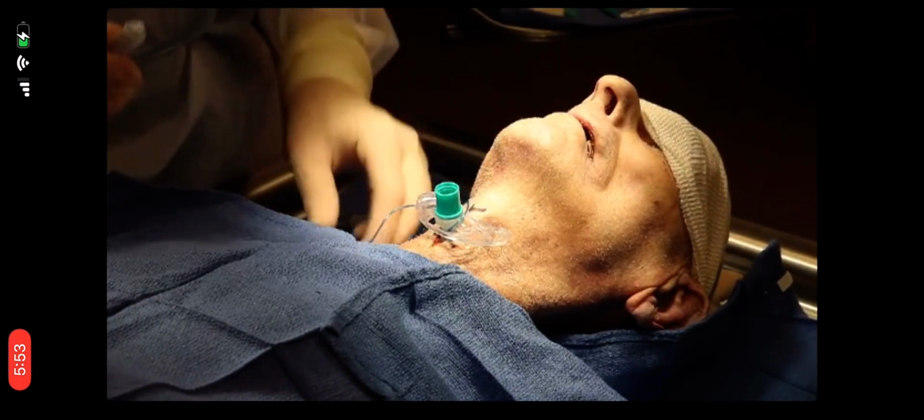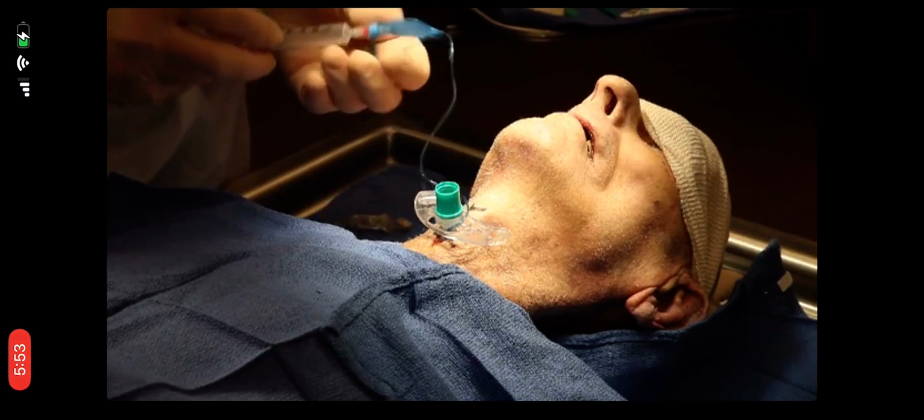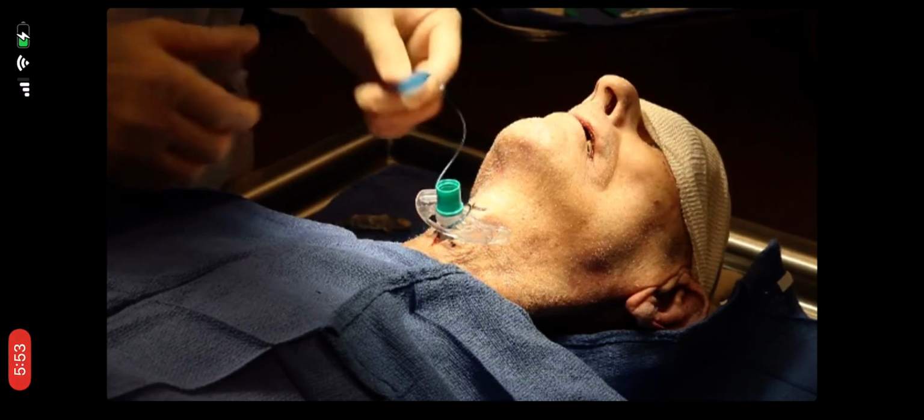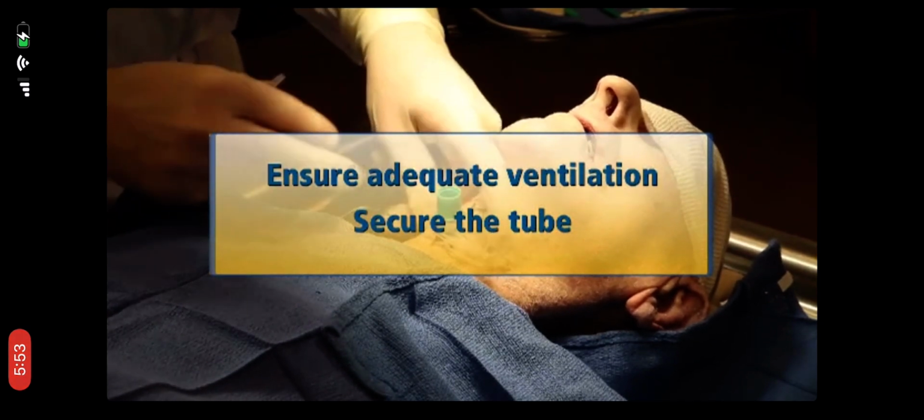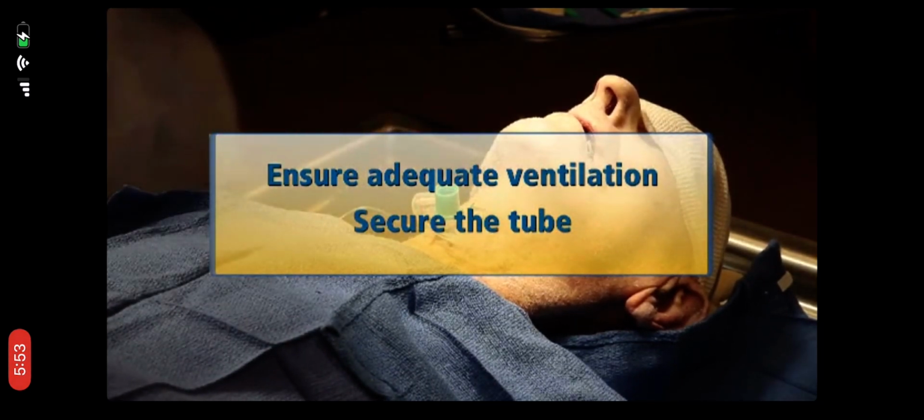Inflate the cuff and apply ventilation to the tube, watch for chest excursion, and auscultate the chest for evidence of adequate ventilation. Finally, secure the endotracheal or tracheostomy tube to the patient to prevent dislodging.